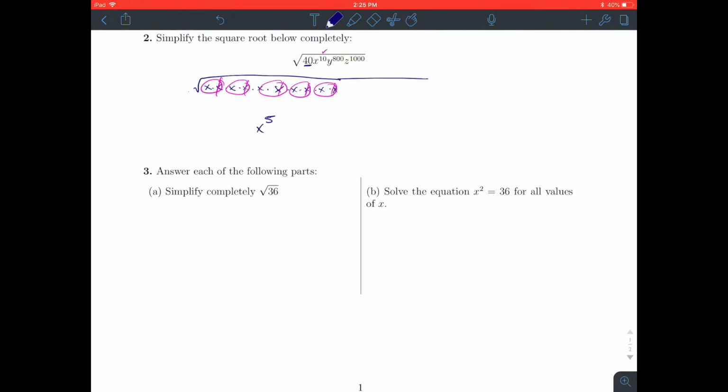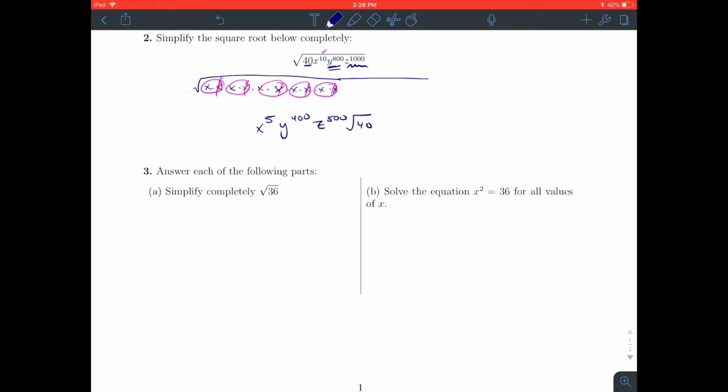Half of the x's die, and so I'm left with x to the 5th. Now thinking about y to the 800, the exact same thing is going to happen. We'll end up with 400 pairs, since 400 times 2 is 800. Half of them will get out, y to the 400th. Half of them will die. For z to the 1000th, half of them get out, half of them die, so there are no z's left. And finally, I have root 40.